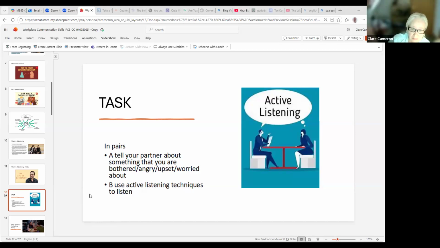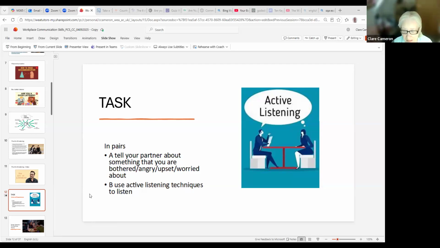So we're going to do a little activity in pairs. I don't know, Emma, if you can get us into pair work rooms for this. So what you're going to do is just very short. We're going to have person A tell your partner about something that you're bothered, angry, upset, or worried about. And B, you're just using the active listening techniques. You're just going to listen and you're going to give the full attention. So you need your cameras on. You're going to give them the full attention and ask little probing questions or encourage them to go on. And after they've finished, then you're going to summarize what they said.